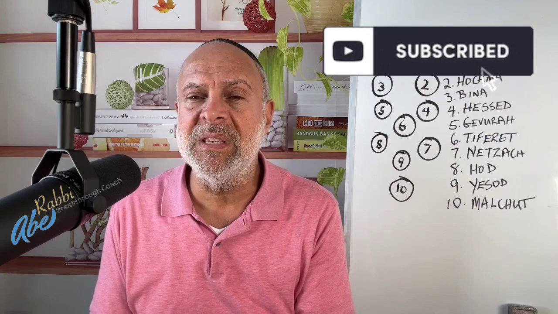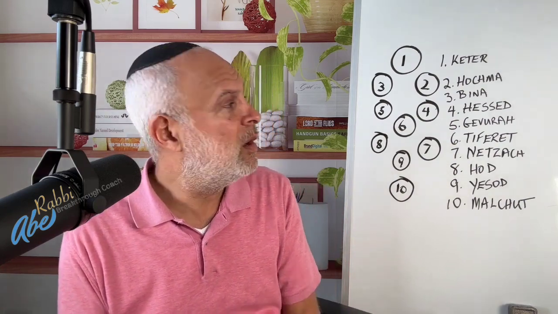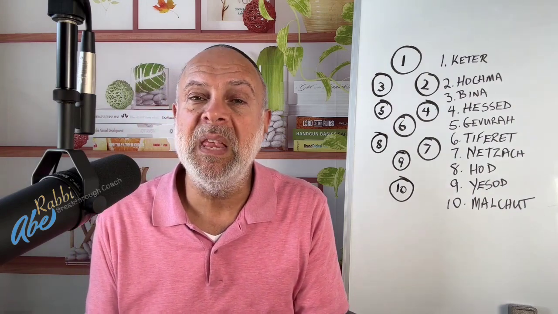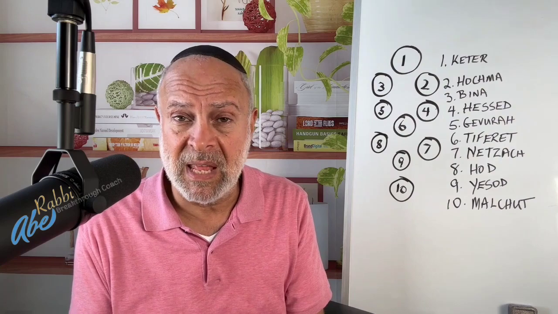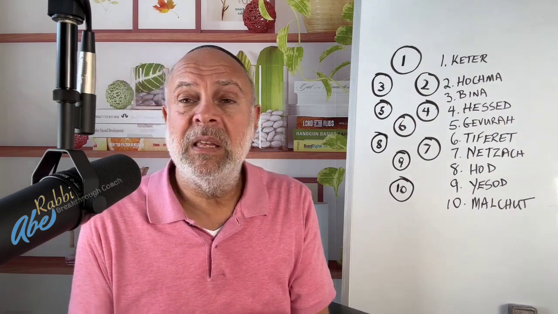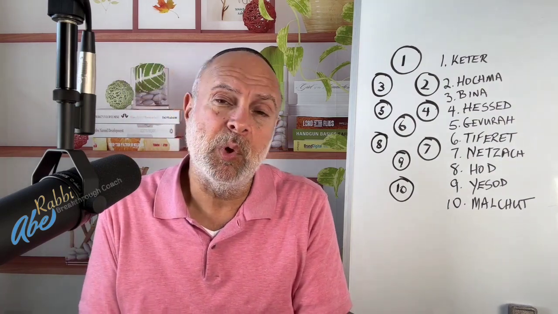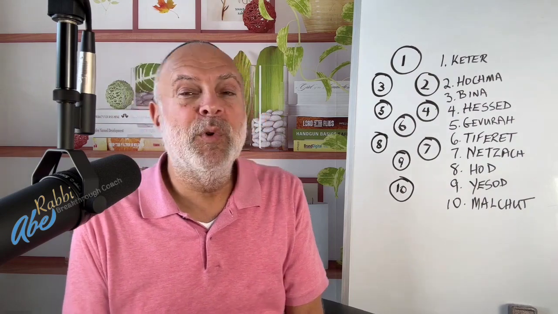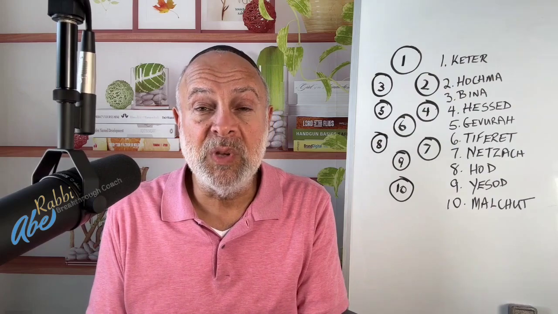These are the names of these 10 levels, which on its own doesn't mean a lot. I'll translate it, if you wish. Keter means crown. Chokhmah means wisdom. Bina means understanding. Chesed is mercy. Some people call it loving kindness or sharing, compassion, but we'll call it mercy. Gevurah, judgment. Tiferet, beauty.